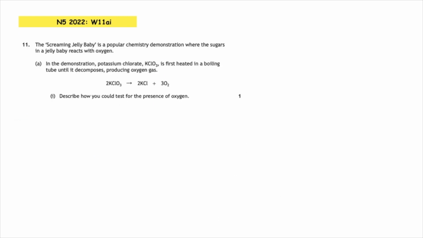Question 11a part 1. The Screaming Jelly Baby is a popular chemistry demonstration where the sugars in a jelly baby react with oxygen. In the demonstration, potassium chlorate, KClO3, is first heated in a boiling tube until it decomposes, producing oxygen gas. The balanced equation is given.